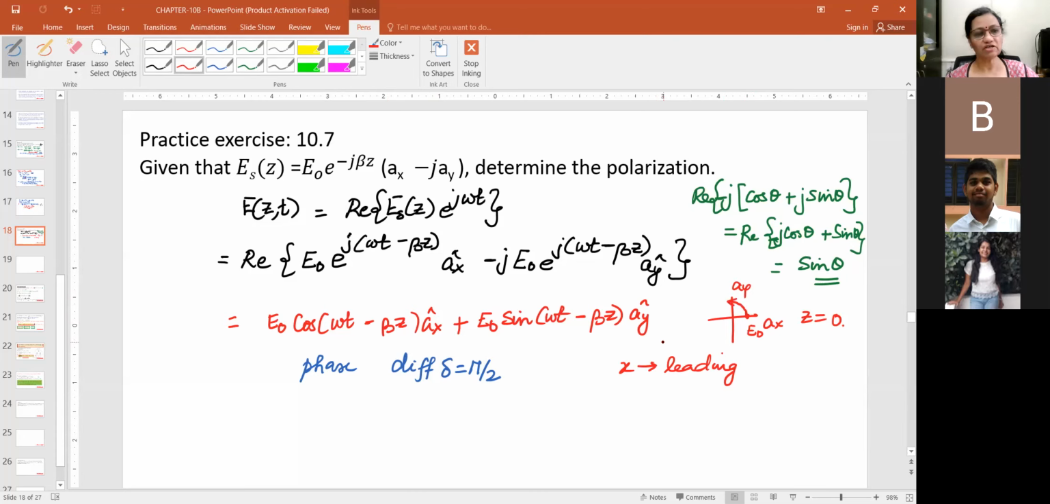Are you getting this logic, guys? Yes, ma'am. And what polarization is this going to be? Left polarized. Is it circular, elliptical? What is it? Circular, because both are the same. The magnitudes are the same. Therefore, you conclude that it is left circular polarization.